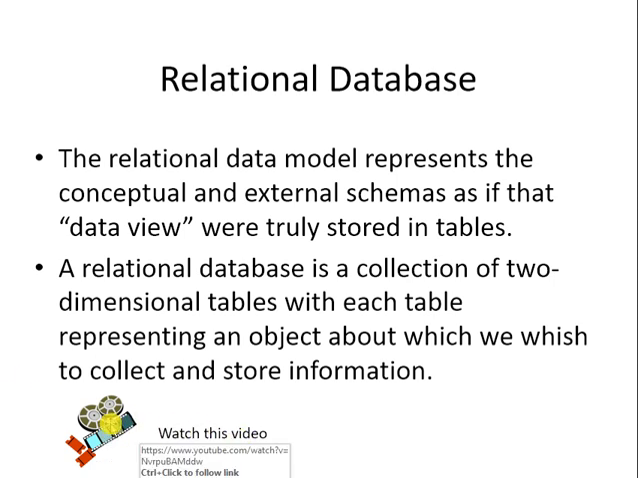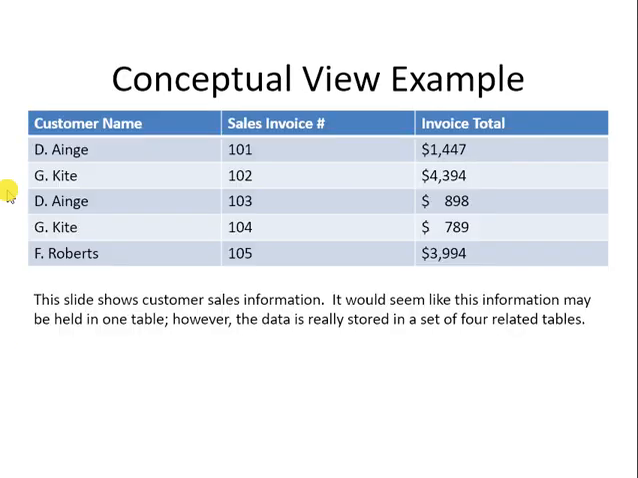You can watch these videos to get a better understanding of what a relational database is. This is our conceptual view example. It shows customer sales information. We have customer name, sales invoice, invoice total. This is a typical relational database, with two-dimensional tables. Each row in this table we call a tuple, and each column contains data about an attribute of the entities: customer name, sales invoice, invoice total.